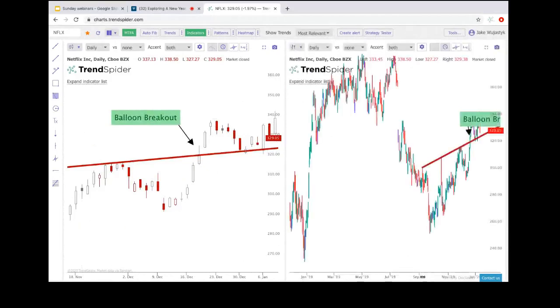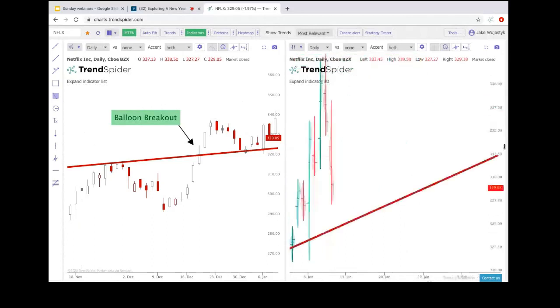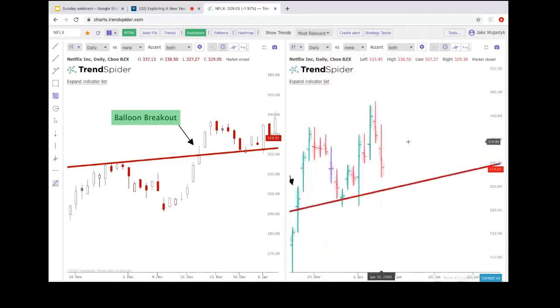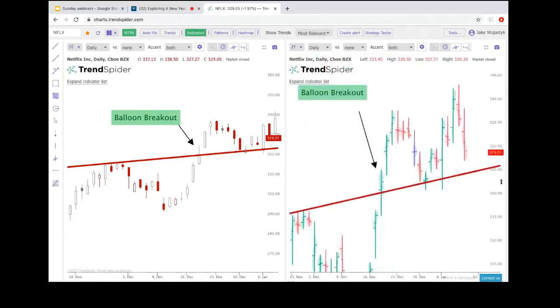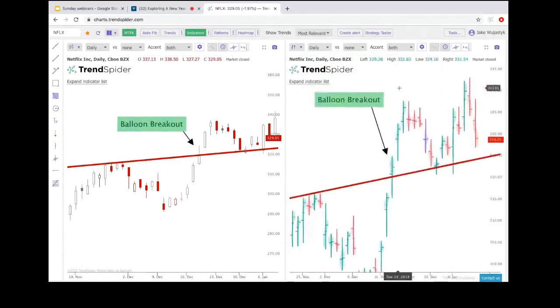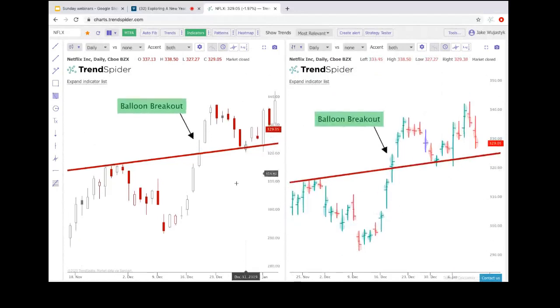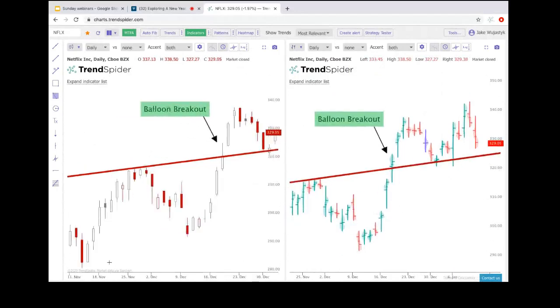The color of the volume bars in most charting platforms by default, including TrendSpider, matches the color of the candle. So if it's a green candle, you have a green volume bar. And a lot of traders look at that and think, gosh, it's buying volume or it's selling volume. Well, really, no, it's both.